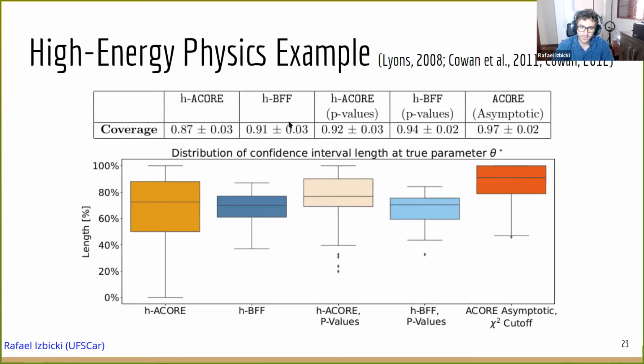The other test statistics are doing better in the sense that they get closer to 90%, and they are also giving more sensible intervals. So the length of the intervals are shorter. So that's good. If I were to choose a test statistic here, I'd probably use BFF.